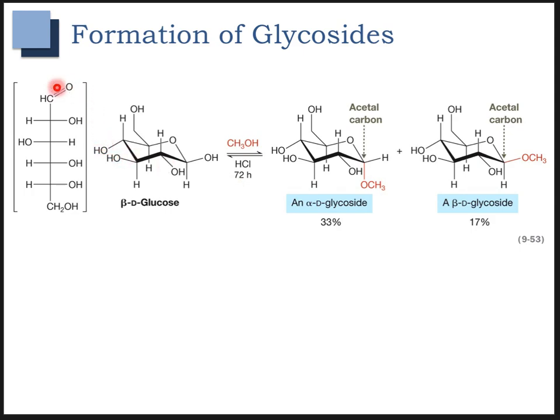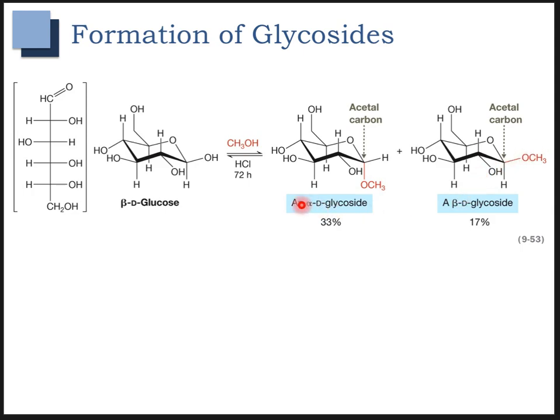So remember that our sugars can cyclize into this pyranose form, as you can see with glucose. Here's the open chain form. Here's the closed chain form. And the closed chain form can form this glycoside. So you notice that the OH here is being converted to an OCH3. And also the stereochemistry at this position is changing. So here the OH is up, and after this reaction, you're getting both the OCH3 down and up.